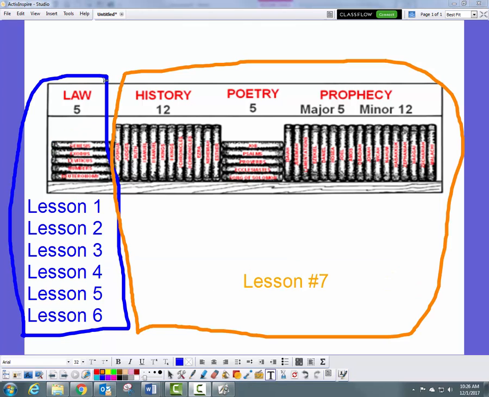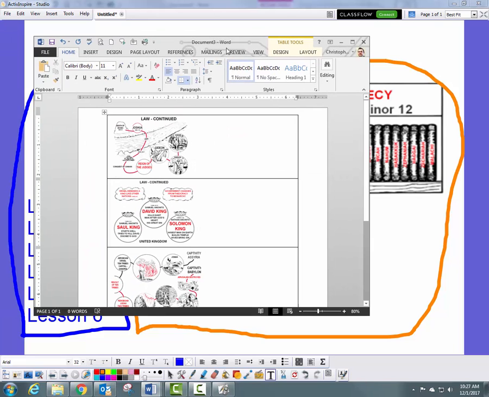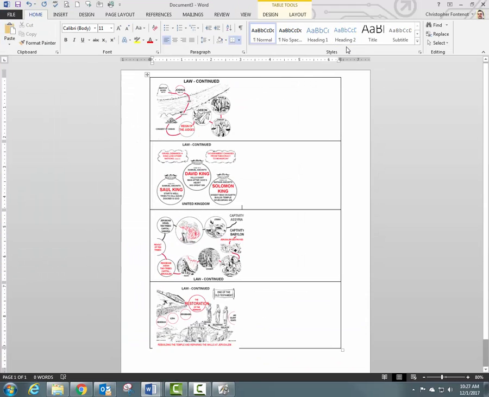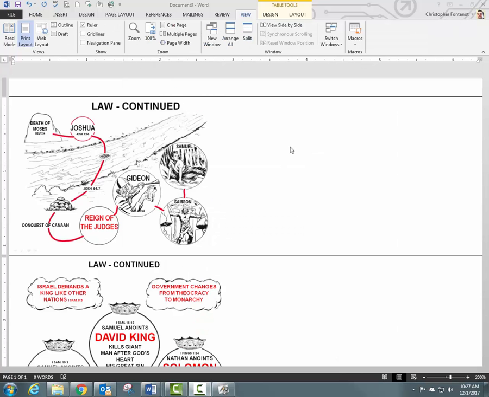So from a timeline perspective, in Search for Truth, lessons 1, 2, 3, 4, 5, and 6 all come from the 5 books of the law, and then lesson 7 covers everything from Joshua through the end of the Old Testament. Now, the way Search for Truth approaches this, it doesn't get into too much detail, for instance, with the prophets. So here are the 4 charts that it uses to cover this much material.